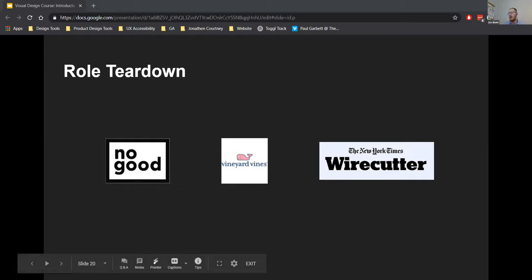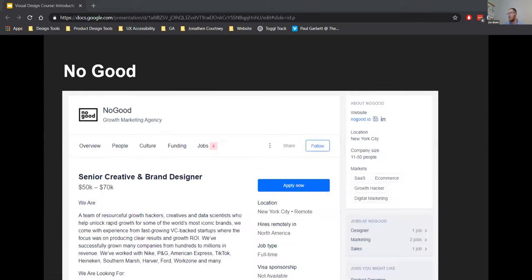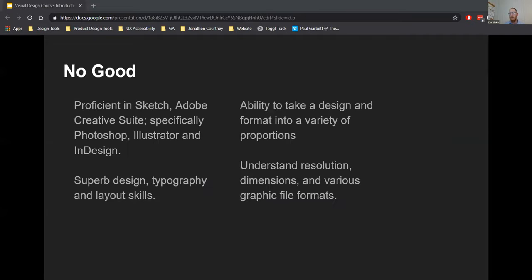Okay, so let's start with No Good, this one over here, is a small marketing company. They do digital marketing for e-commerce. So this is just a screenshot. I was thinking of reading through the whole thing and then I realized that would take me too long. So I took a screenshot of it and I pulled out the three main things that I think were relevant to what we could do within the scope of this course.